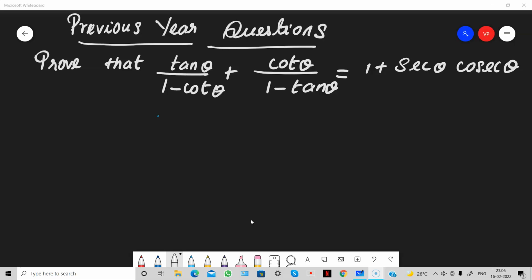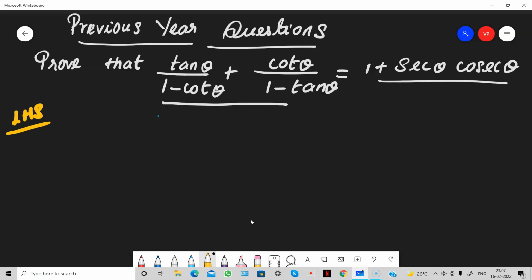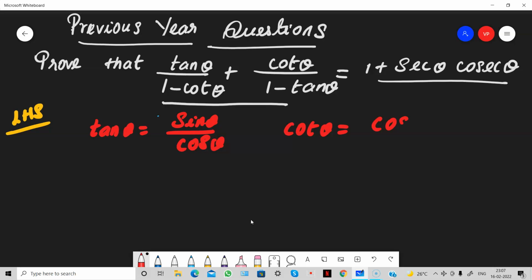Take LHS and RHS; you have to prove it. First of all, we have to know all the formulas. So this is tan theta and cot theta. What is the relationship between tan and cot? Tan theta is the ratio of sine and cos, you know very well. And cot theta is equal to cos by sine.